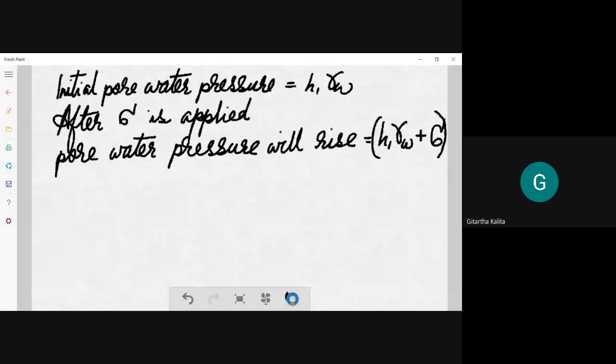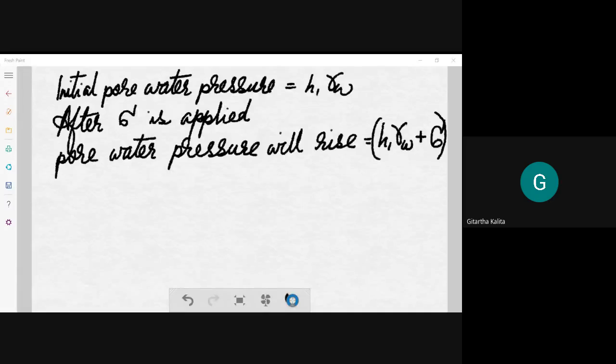Here the water pressure is now increasing to this one. So just wait a minute. Just wait. Sorry for that. Okay.